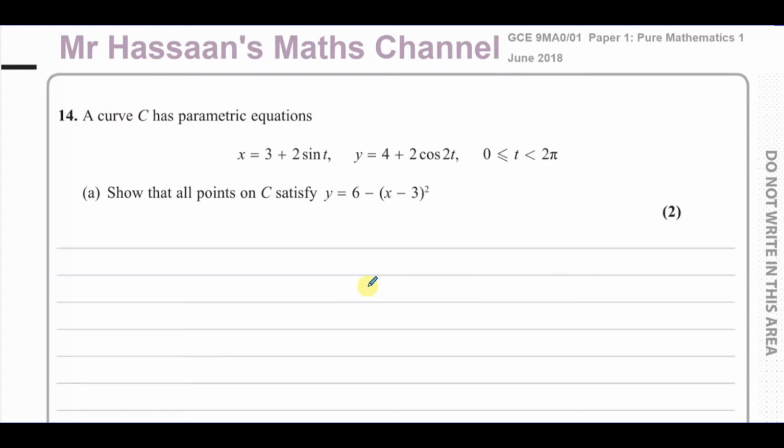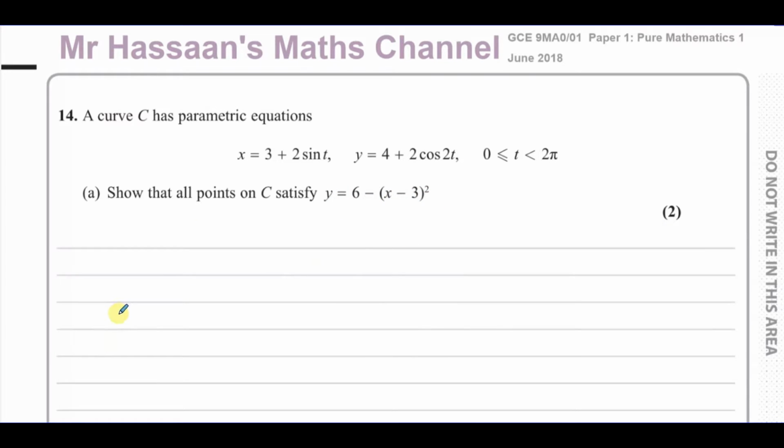This is the UK A-Level, and this question relates to the International A-Level of Edexcel P4 paper. Okay, it's about parametric equations. So a curve C has parametric equations x equals 3 plus 2t and y equals 4 plus 2 times cosine of 2t, and t is between 0 and 2 pi, including 0, not including 2 pi. Show that all points on C satisfy y equals 6 minus x minus 3 squared.